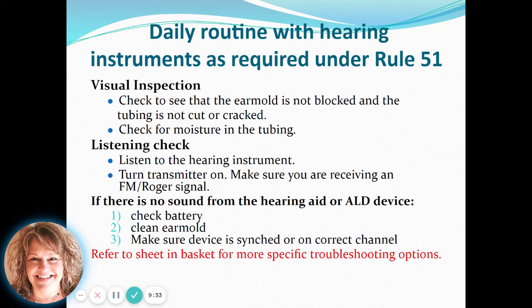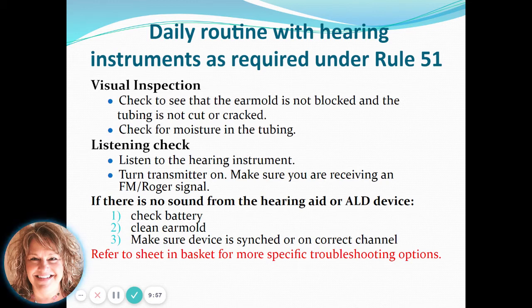There are some daily routines that the hearing instruments need to go through. They're required under Rule 51. You need to do a visual inspection to check that the ear mold isn't blocked, that the tubing isn't cut or cracked, and to check for any moisture in the tubing. Then a listening check: you need to listen to the hearing instrument.